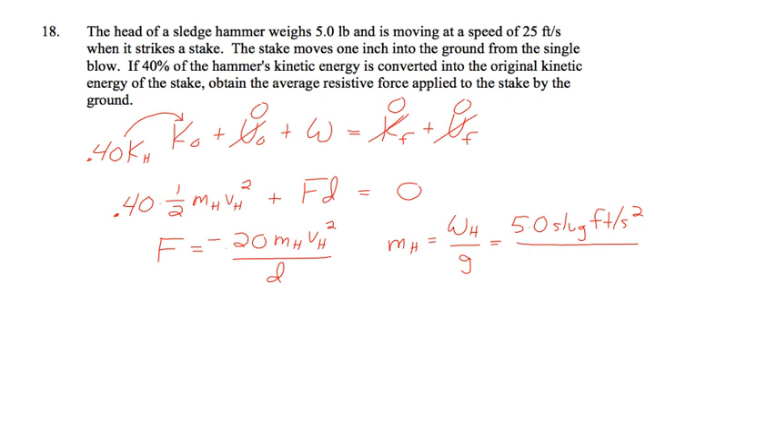32 feet per second squared. So if we solve that, 5 divided by 32, I think is, what, 0.156? So 0.156 slugs, that gets us the mass of the hammer.